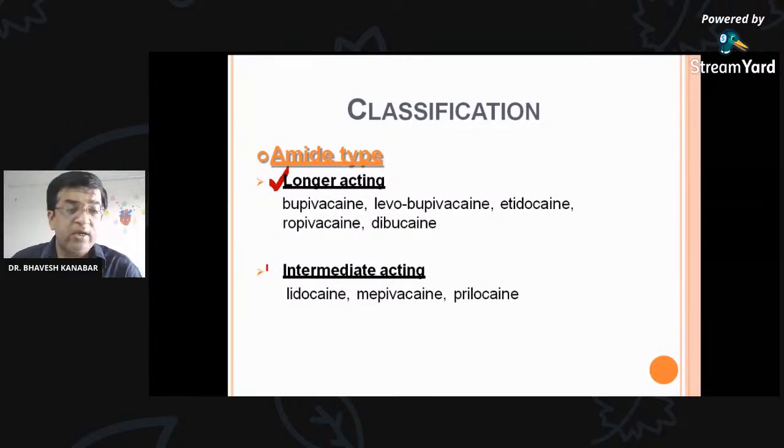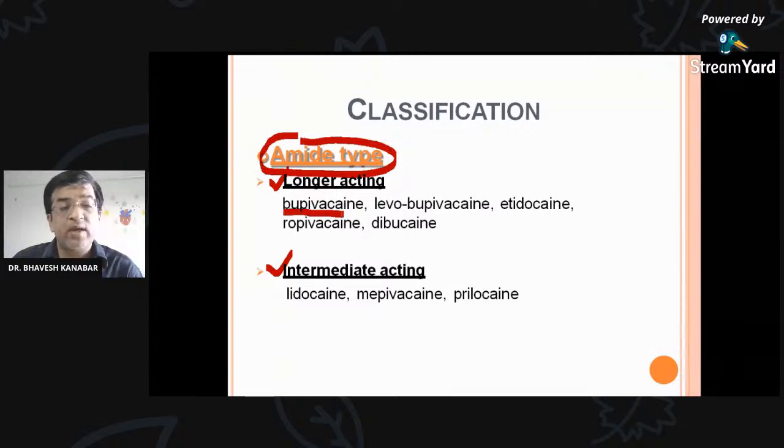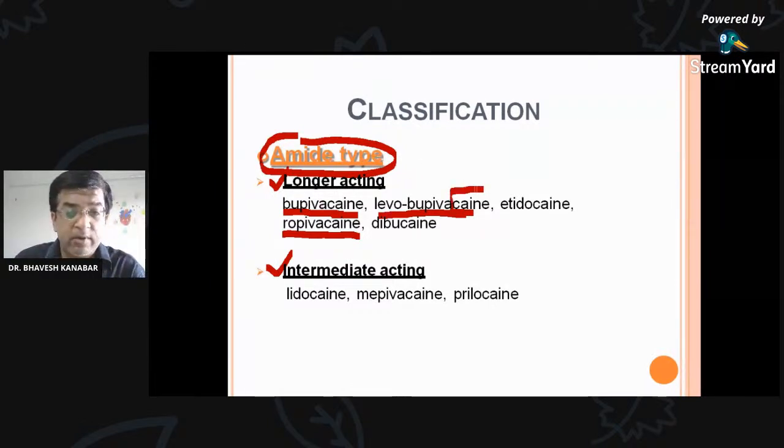Classification: there are longer acting and intermediate acting. First of all, the amide type. Some of the drugs you can remember: bupivacaine, levobupivacaine, then ropivacaine. The names are similar to cocaine. Everywhere you can see not exactly cocaine, but the suffix caine is there. You can remember this caine as common.